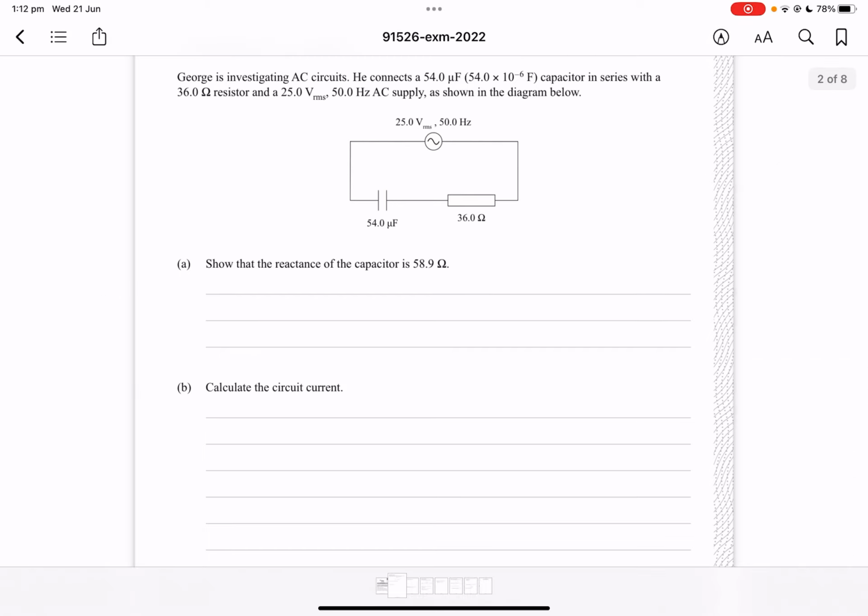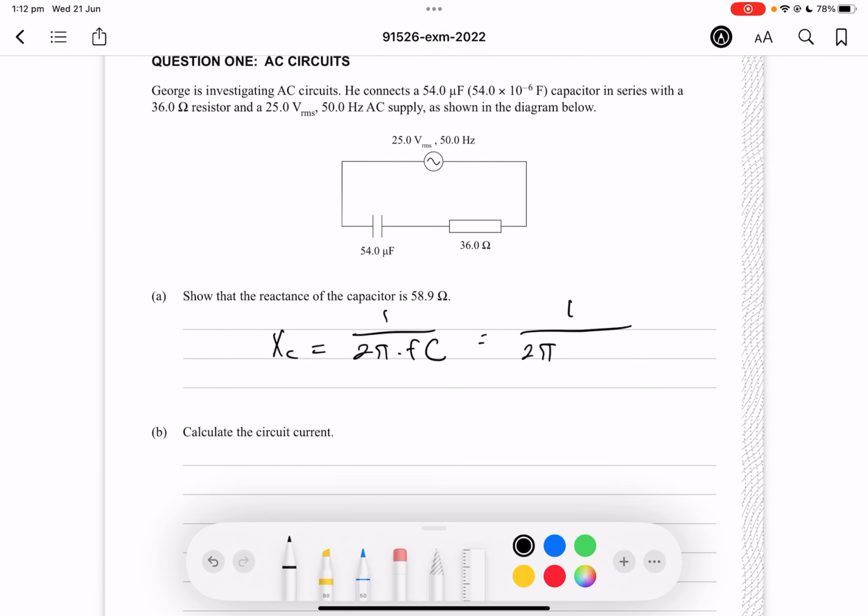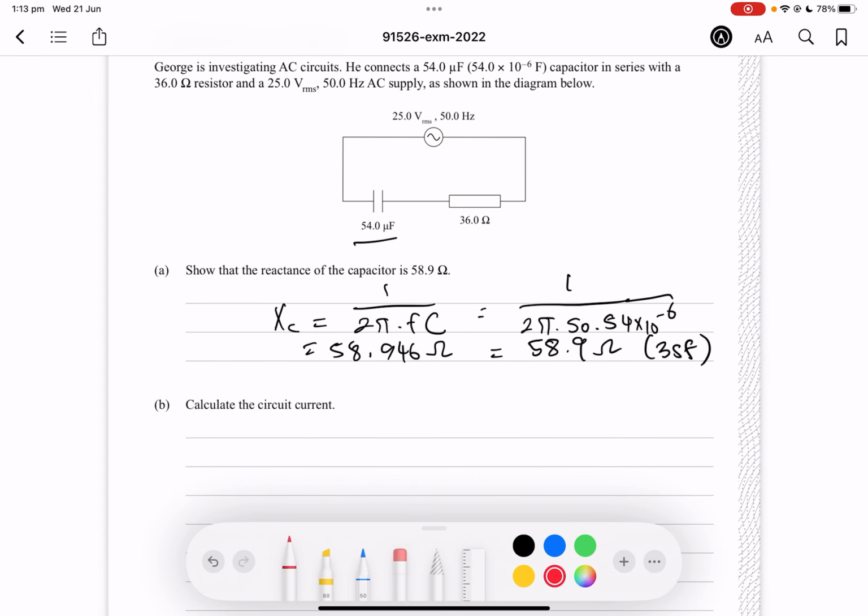So we show that the reactance of the capacitor is 58.9 ohms. The reactance of the capacitor is equal to 1 over 2 pi times F multiplied by the capacitance. So this is equal to 1 over 2 pi times the frequency, which is 50, multiplied by the value of the capacitance, which is 54 times 10 to the power of -6. And this gives us an answer of 58.946 ohms, which rounds to 58.9 ohms in 3SF. And this is just a simple achieved level question, so just a plug and chug into the equation.